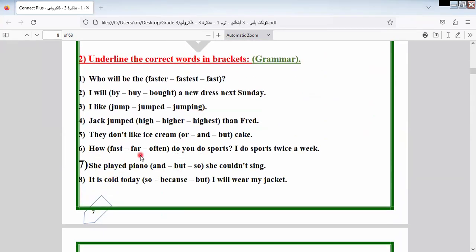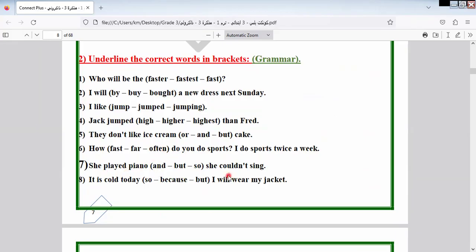Let's continue. How often do you do sports? I do sports twice a week. So I ask about what? How many times? So when we have how many times, as we know it in the present simple. We took it in the present simple. How often? So the answer it will be how often.